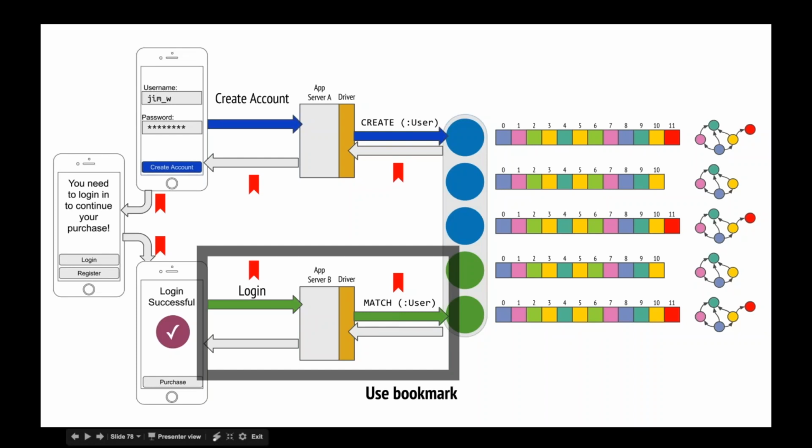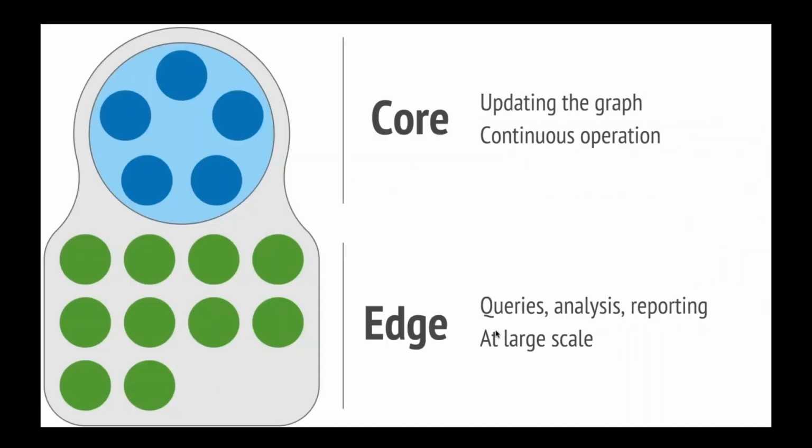And we can see that the bookmark which has been obtained is used during the course of, in this case, read activity. And that can be carried out both for read and write activity any number of times to superimpose a causal consistency chain across the activity on the database for that particular user. So that really brings me to the end of the description of what we're doing with causal clustering: a core for updating the graph and maintaining continuous operation in a consistent way, and an edge allowing queries, analysis, and reporting via read replicas at large scale.